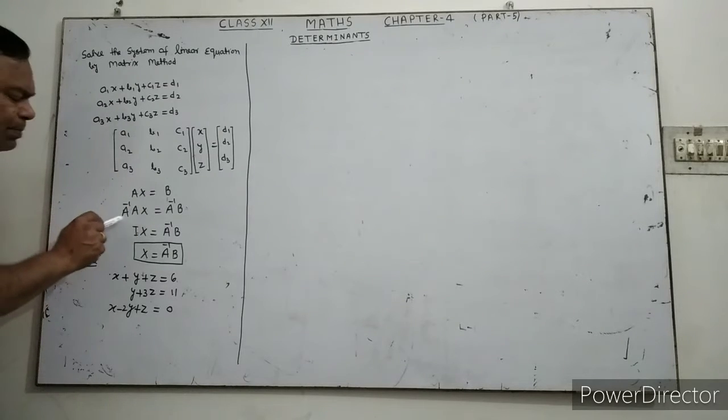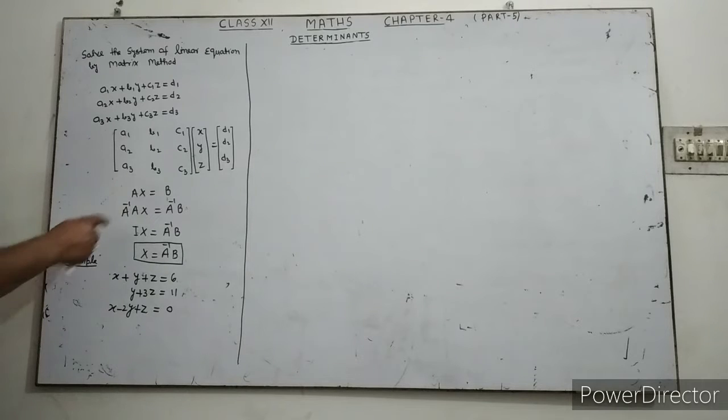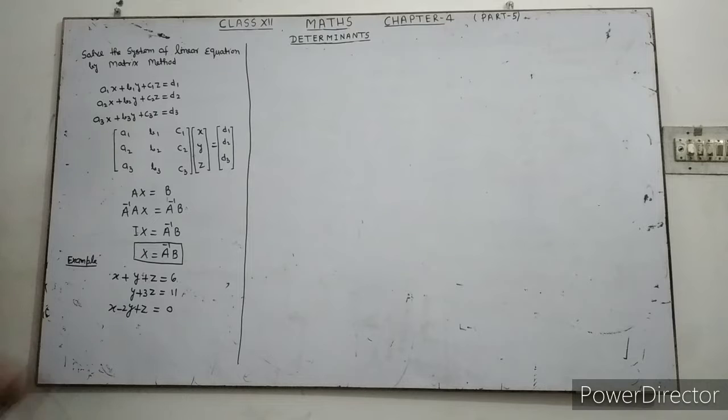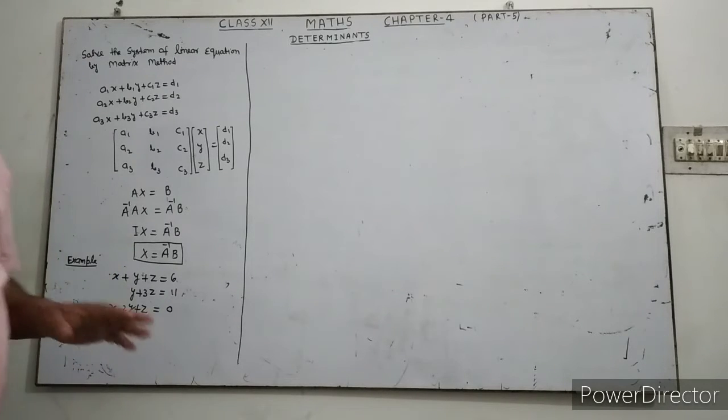Now, you multiply both sides by A inverse. Then this is A inverse A into X, and this is A inverse B. A inverse into A equal to the identity matrix, so IX equal to A inverse B. If you multiply the identity matrix with any matrix, you get the same matrix. Then X equal to A inverse B. This is the formula for finding the values of X, Y, Z for any linear equations. Now, we give one example.